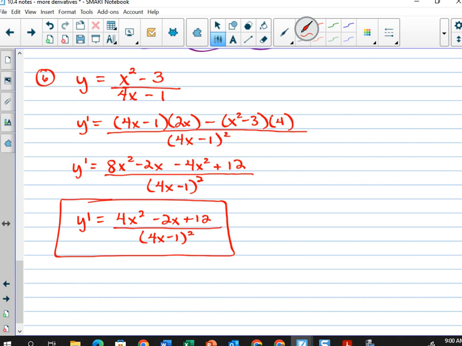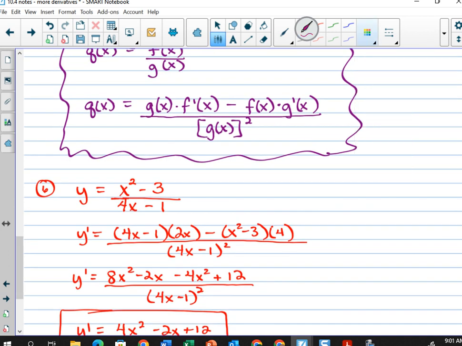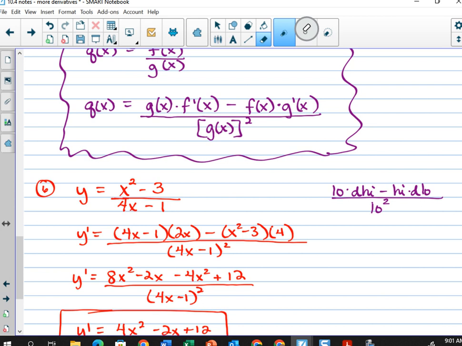For the formula, if you're struggling at all to remember it, some people like this, it just helps them: low D high minus high D low over low squared. Low is the denominator, high is the numerator. So that helps some people. They're like, okay, low D high minus high D low, and that just sticks in their head. But it's fine if you can just remember the formula. So, denominator times derivative of numerator minus high D low, top times derivative of bottom.